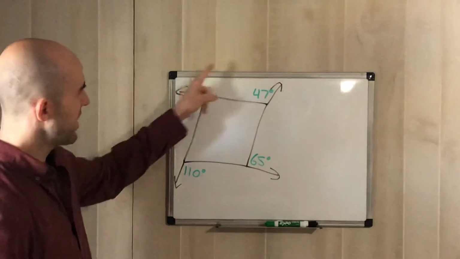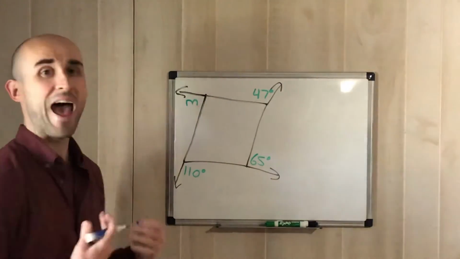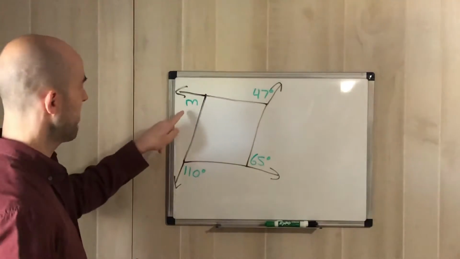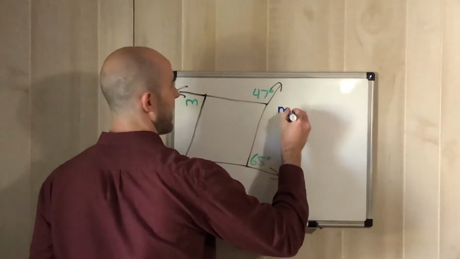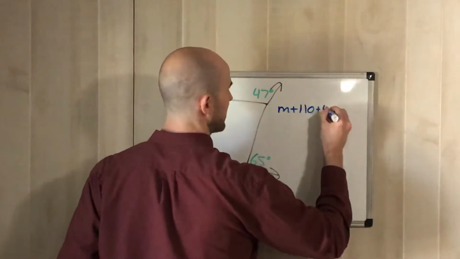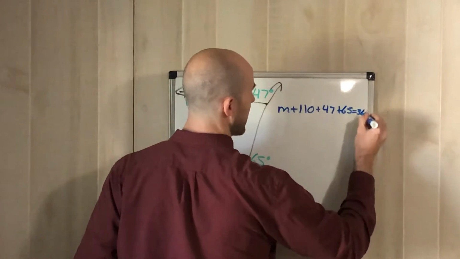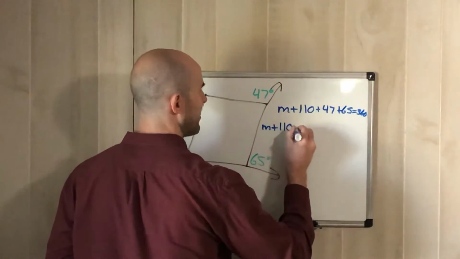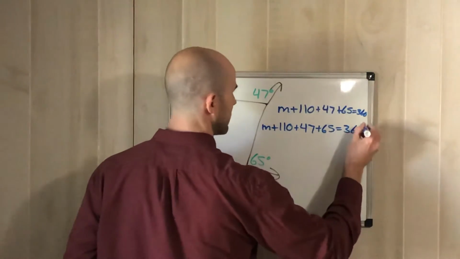So what we know is that all four of these angles are exterior. So when we add them up, we know that all these exterior angles are going to add up to 360. If we add up all the exterior angles, it will always add up to 360. So we can write that M plus 110 degrees plus 47 degrees plus 65 equals 360, right? And I'm going to write it bigger just for you guys to be able to see it better. M plus 110 plus 47 plus 65 equals 360 degrees.